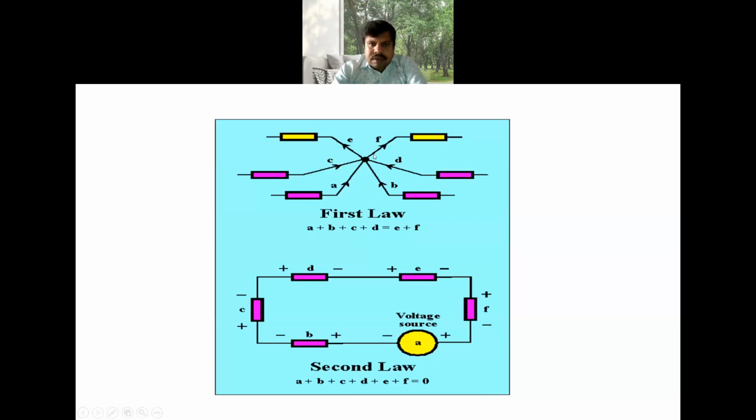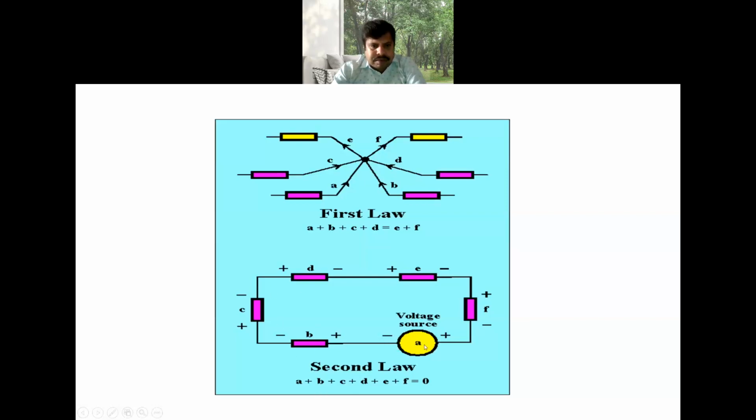In the first diagram, the currents A, B, C, D are coming into the junction, and E and F are going out of the junction. So A plus B plus C plus D is equal to E plus F. Similarly, in the second diagram, the source is A, and all the remaining are drops.